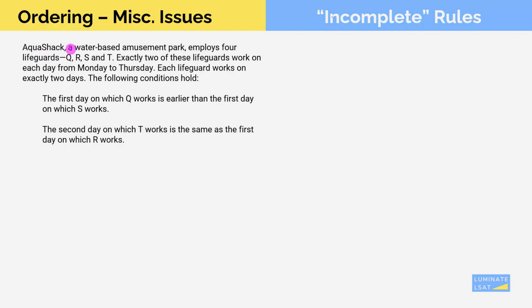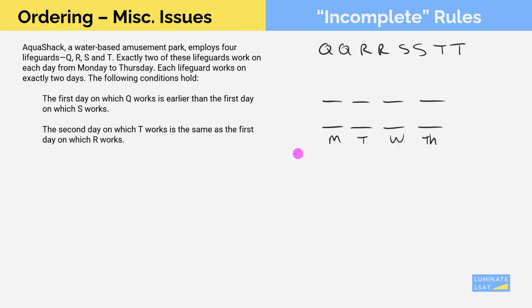This one says that Aqua Shack employs 4 lifeguards, Q, R, S, and T. Exactly 2 of these lifeguards work each day from Monday to Thursday. So that seems like we're going to have a base that's going to be Monday, Tuesday, Wednesday, Thursday, and we're going to have 2 slots, 2 lifeguards on each day. We also know that each lifeguard works on exactly 2 days. So here's how I'll draw my setup. Each day we'll have 2 of the lifeguards, and we have to see each of these letters going twice.